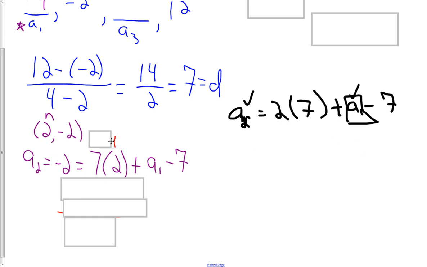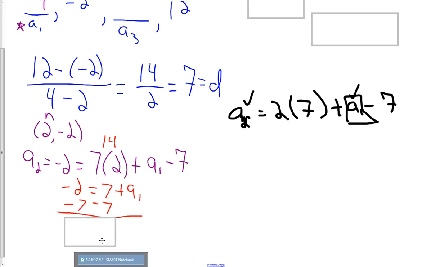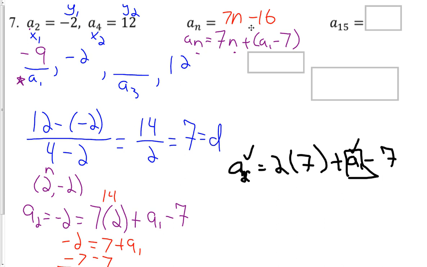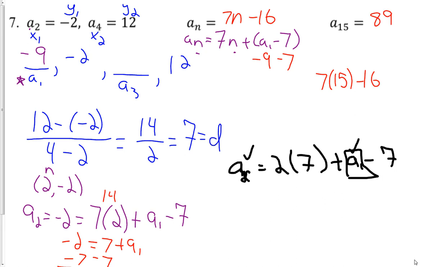And then 7 times 2 is 14. 14 minus 7 is 7. Subtract 7 from both sides, I get minus 9 for first term. And then jumping one more back, I get minus 16. And so I'm going to get 7n minus 16. You could also use this formula once I figured it was minus 9. And that will still get us to right here. And now 15th term. So 15 times 7 is 105. Minus 16 sounds like 89. And there is that. Okay.